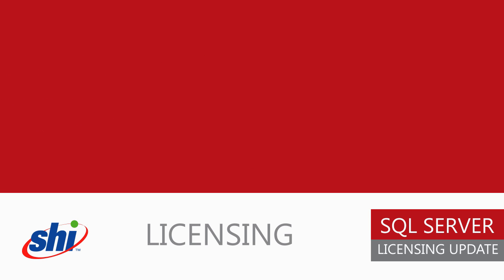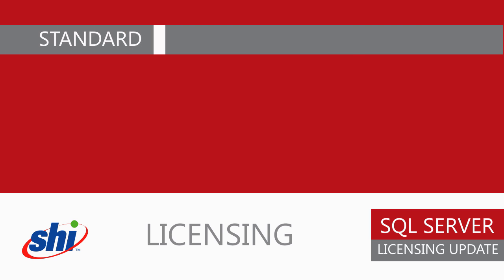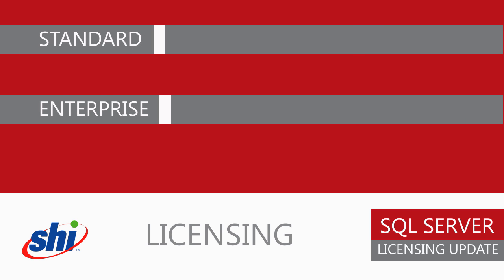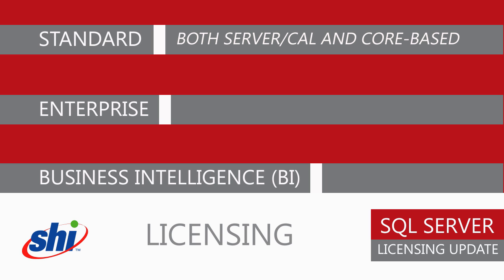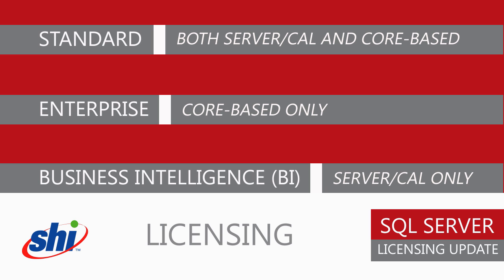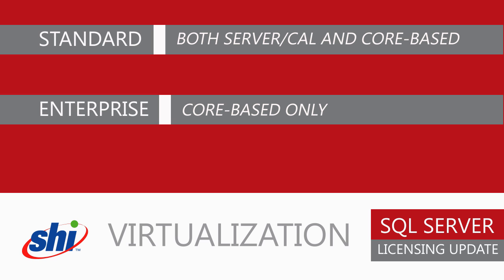Licensing. There are 3 types of licenses: Standard, Enterprise, and Business Intelligence, or BI. As far as Server CAL model and core-based licensing are concerned, Standard is both Server CAL and core-based, Enterprise is core-based only, and Business Intelligence is Server CAL only.